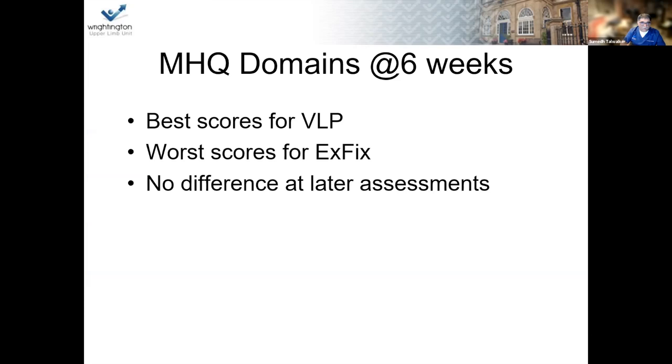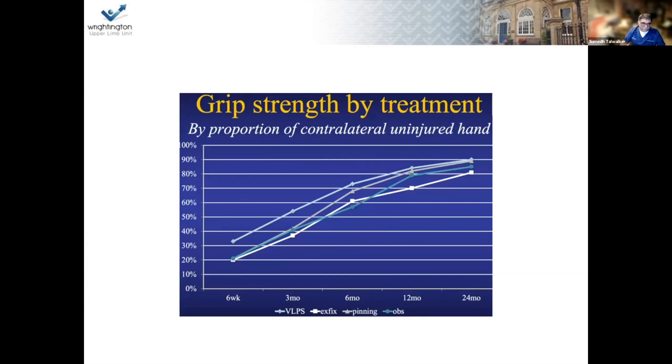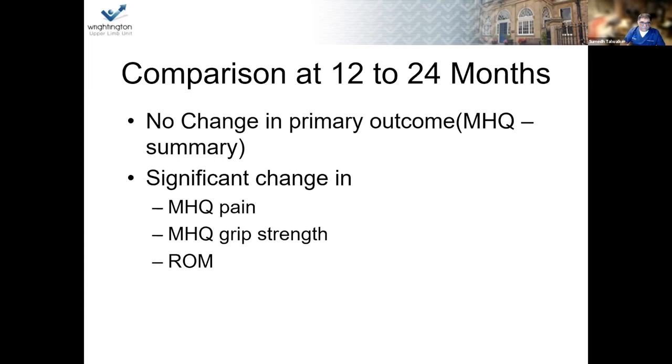So the MHQ domains, again, similarly, the volar plate tends to do quite well with worse scores for the external fixator. A little blip with volar plates doing better as regards grip strength, so that sort of confounds the findings as compared to external fixator and pinning. But this is really a very interesting slide because we don't really get to see patients who've done well with volar plates at 12 to 24 months.